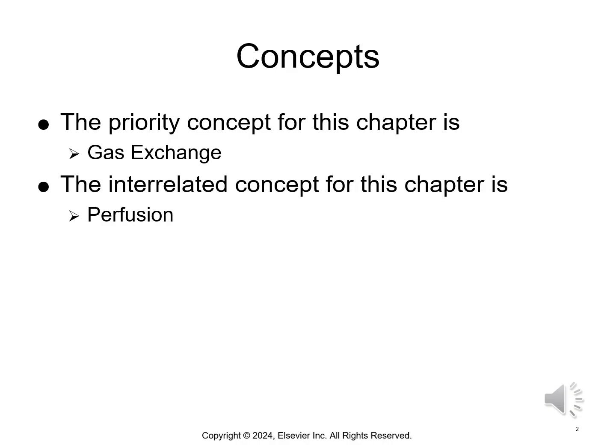Perfusion can be divided into two categories. There's peripheral, which is the arterial blood flow through the tissues, and then central perfusion, which is that arterial blood flow pumped by the heart. All systems depend on adequate gas exchange for tissue perfusion.